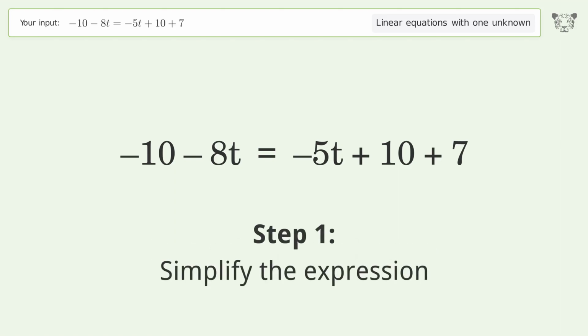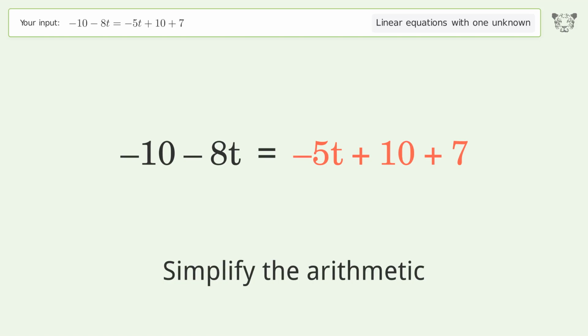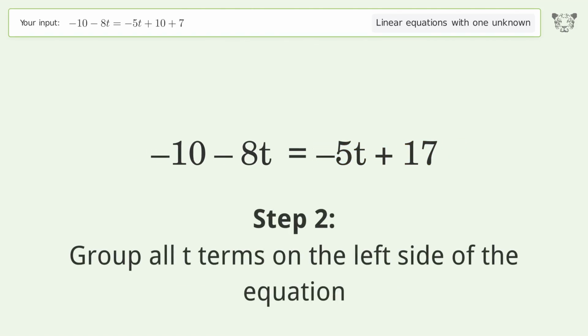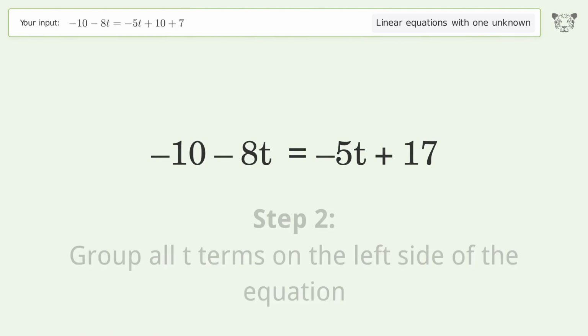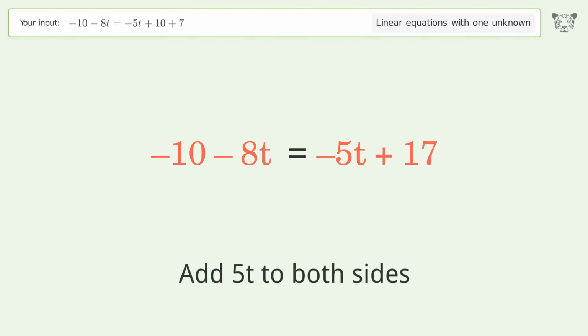Simplify the expression. Simplify the arithmetic. Group all t terms on the left side of the equation. Add 5t to both sides.